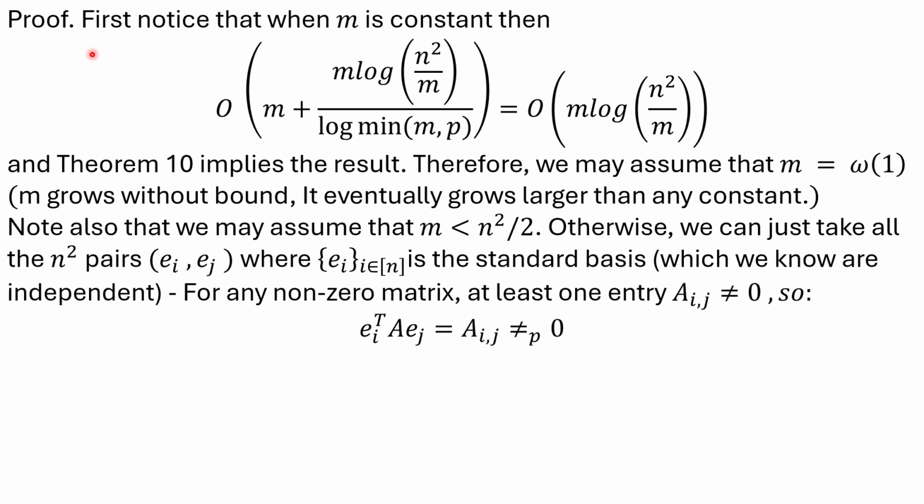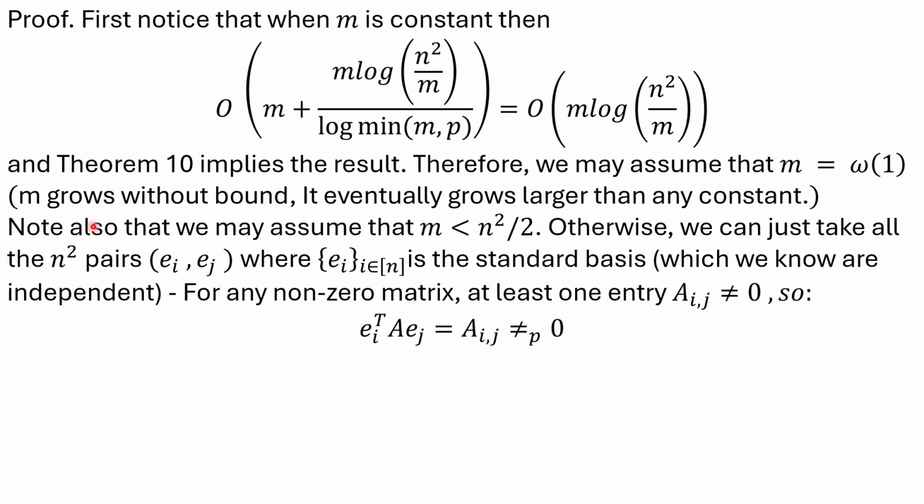We first notice that when m is constant, then O of m plus m log n squared divided by log minimum of m and p becomes exactly Theorem 10. Because m is constant, we can ignore this term right here. The log minimum will become a constant 2, so we're left with m log n squared divided by m. Therefore, we may assume that m grows without bound. It eventually grows larger than any constant.